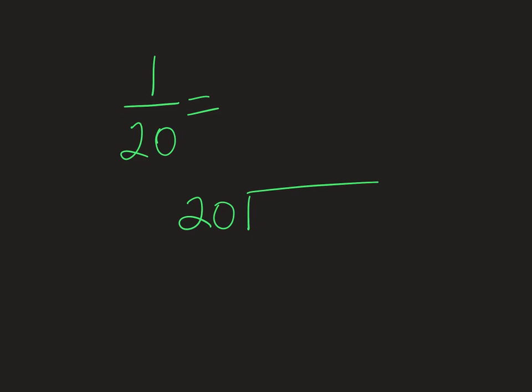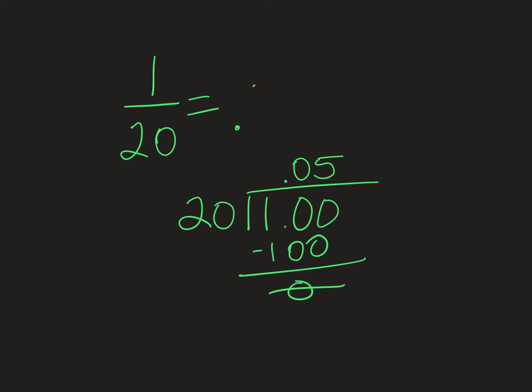I'm going to divide. Remember we did this? Move your decimal up. Will 20 go into 10? No, but it will go into 100. How many times? 5. So my decimal form here is 0.05. Yep. Now if I have 0.05 and I want to change that to a percent, what would my percent be? 5%. That's right.